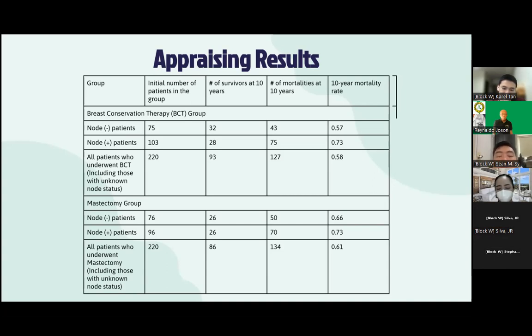So this data alone does not really help us too much. So we took a step further and evaluated the risk rate, or the hazard ratios, using these mortality rates. Next slide, please.